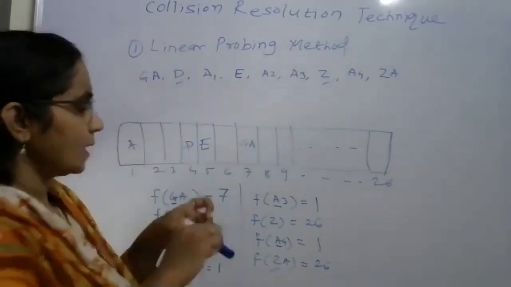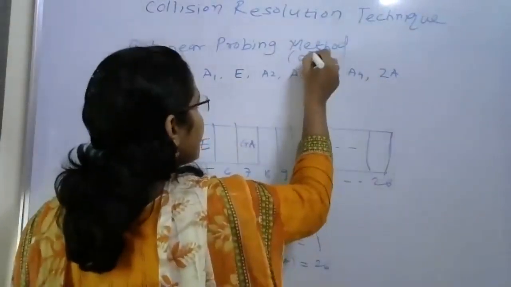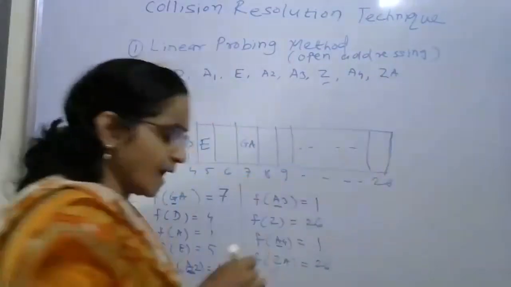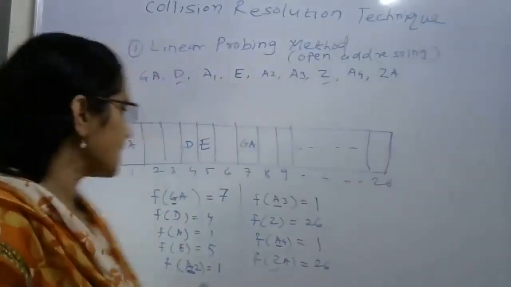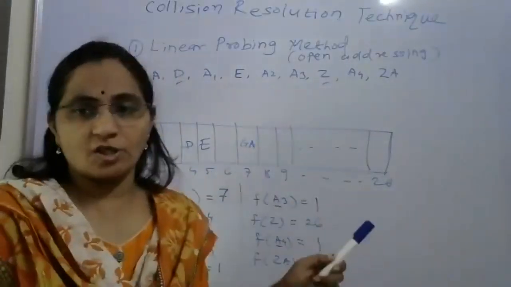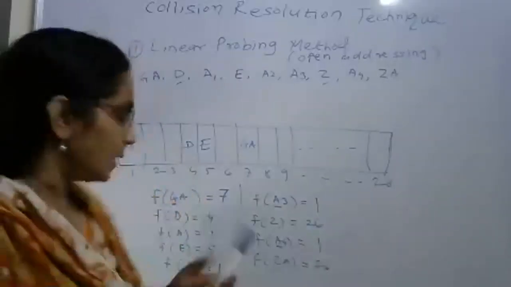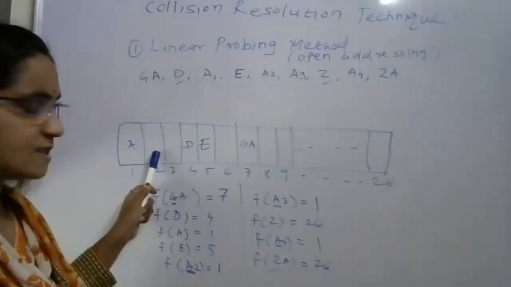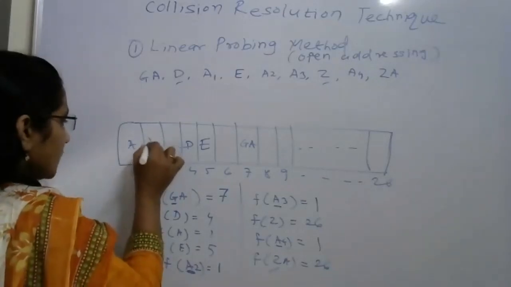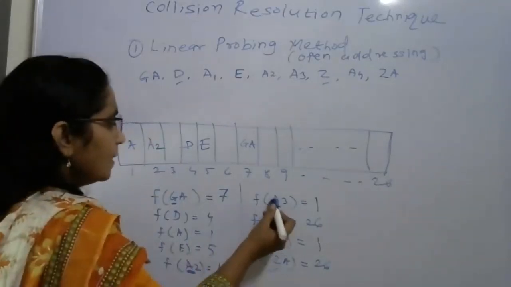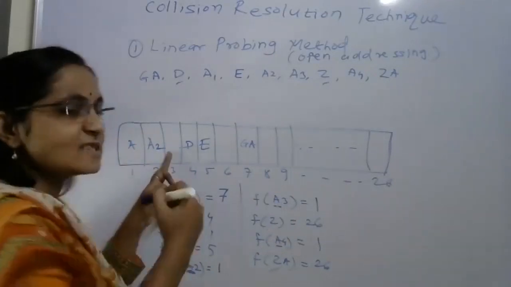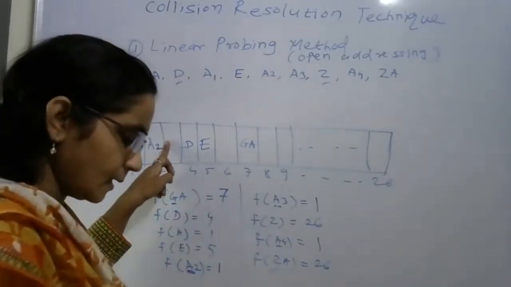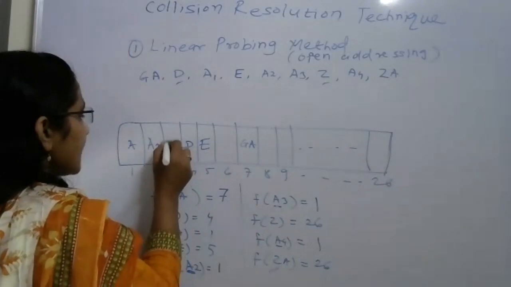Now, this linear probing is also called the open addressing method. What does this method tell you? You successively search for the next empty location for the colliding record. Here the colliding record is A2, and the next empty successive bucket is the second. So I put A2 there. Now A3: once again, you go for the next empty successive bucket, and here A3 is at the third location.